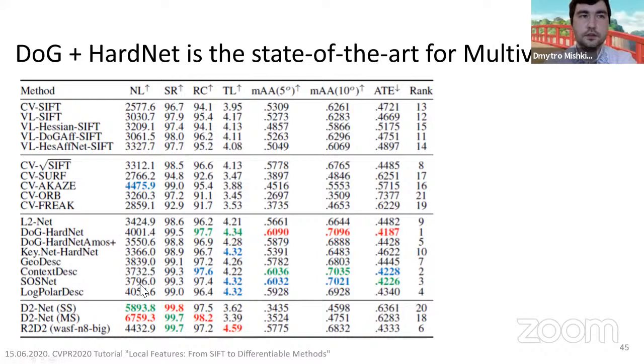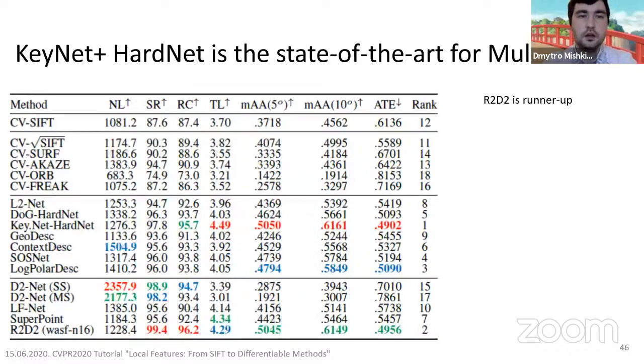And you can see that D2Net successfully matched most of the 3D reconstructions, like it outputted something, but this something was not precise enough. KeyNet and HardNet is the best for the multi-view 2K reconstruction, and R2D2 is runner-up. So this is where it works. It's robust enough as a descriptor and detector, and it's better than this DOG thing.